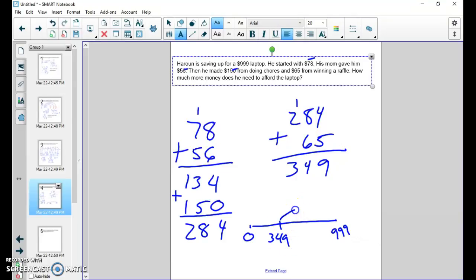So what it's really asking us is, what's the difference between 999 and 349? So if you know how to find the difference, you could go ahead and start. If you don't know, to find the difference, the operation is subtraction. Hopefully you said subtraction. All right, I'm about out of space, out of time. So here's 999 minus 349. Don't panic, it's the last minute. 5, 6. So to make my complete sentence, I could say, Haroon needs $650 more to buy the laptop.